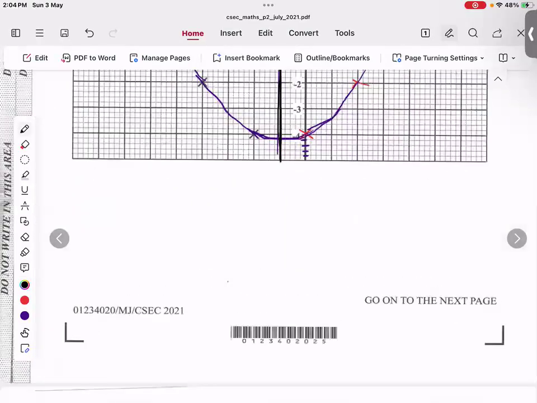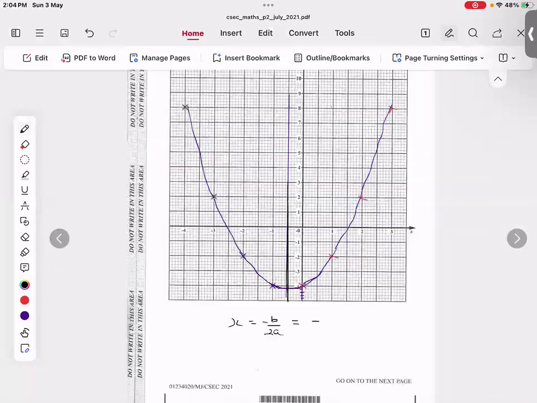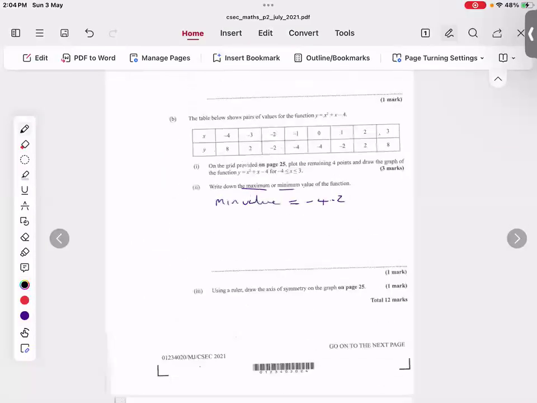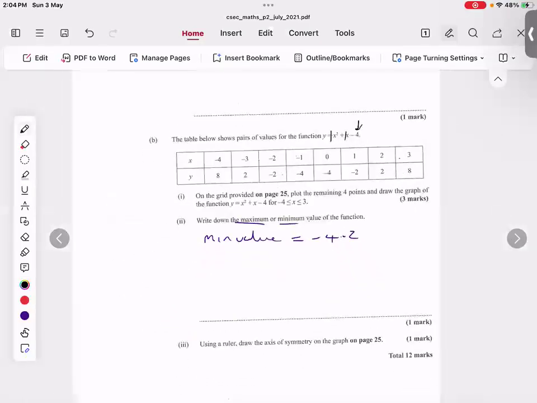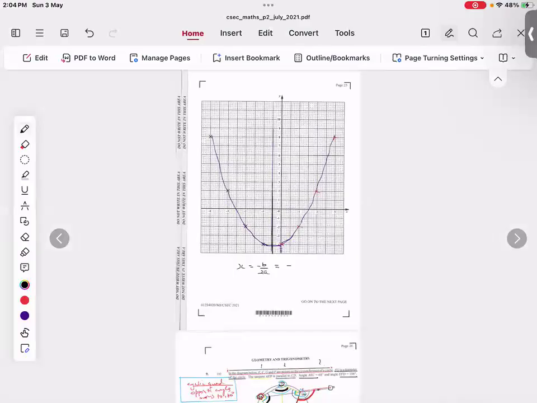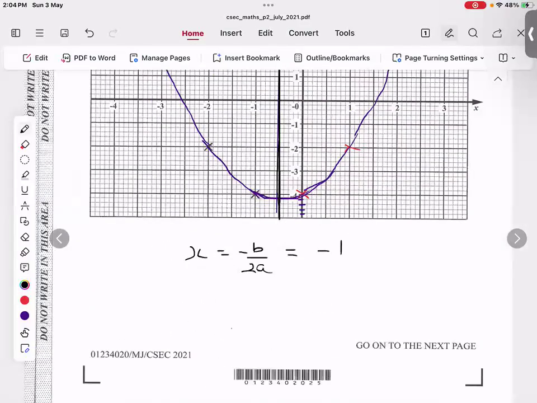you can use this formula here, x equals minus b over 2a. And then that would be minus b. You have to go back to the equation now. a is 1, b is 1, and c is negative 4. So it's just going to be minus 1 over 2 times 1. So that's going to be minus a half.